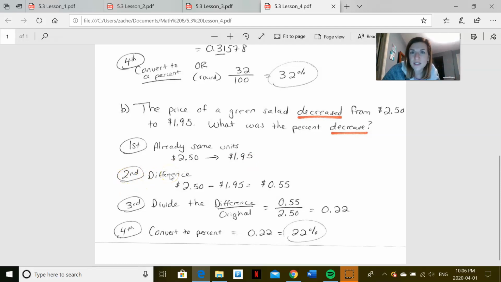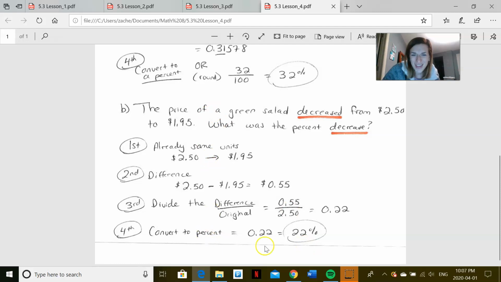Second, we're going to find the difference between the two. So biggest number minus smallest number. So 55 cents difference. And then third, we're going to divide, again, the difference over the original price. So 55 cents was the difference divided by $2.50, which is what the salad originally cost. And we get 0.22. And then lastly, we take this decimal, convert it into a percent, and get 22%.